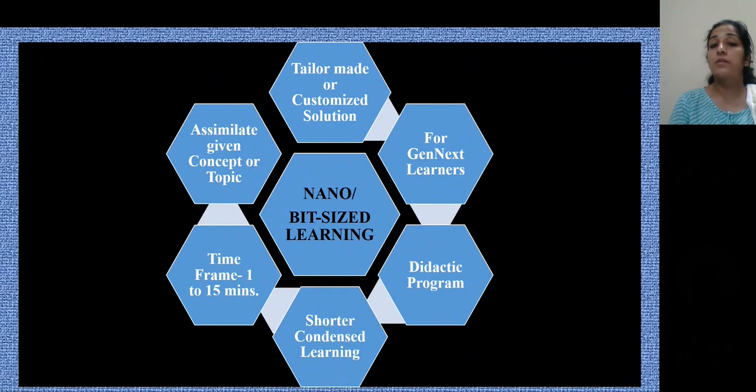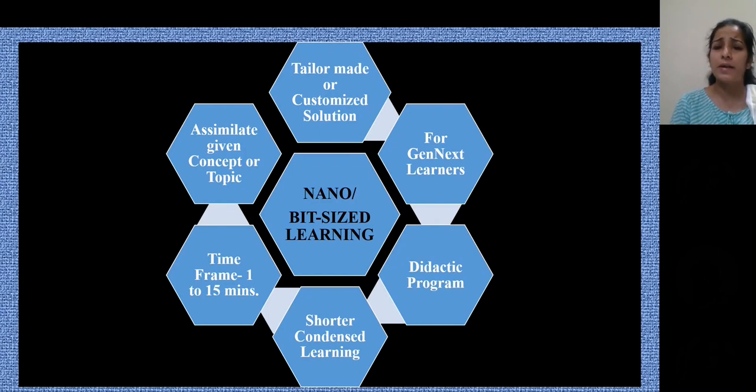The first one is that it's a tailor-made solution, that is customized. That means a nano learning capsule will cater to the need of a particular student for a particular purpose. That means it's particular in terms of the learner, and also in terms of the objective which a teacher wants to fulfill. Then it's for generation next learners. Generation next learners are learning in terms of e-trend. So this one is for the new generation, the future generations, which are always on the phone, on Google. That's why it's for generation next learners.